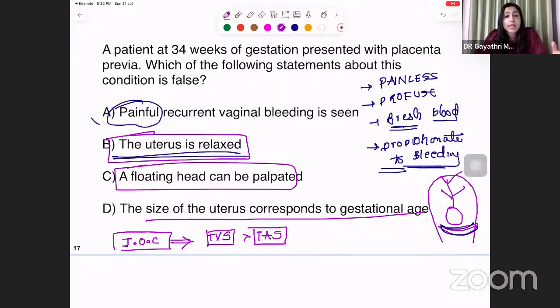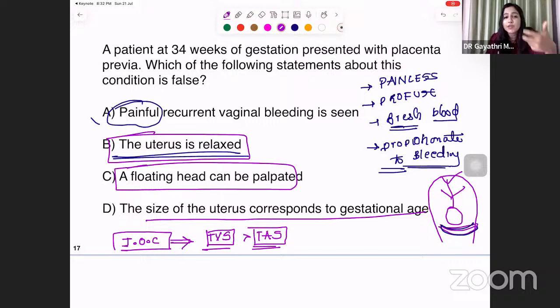So students, please note that we will never do a per-vaginal examination in placenta previa. PV is absolutely contraindicated because if I poke the placenta, there can be massive bleeding. So I will never do a PV. But can I do a TVS? Absolutely yes. TVS can be done in placenta previa because I won't poke the placenta with the probe of the TVS. We can stop short of the cervix. So again, TVS is the investigation of choice and not TAS. If you have to choose between these, TVS is preferred over TAS.